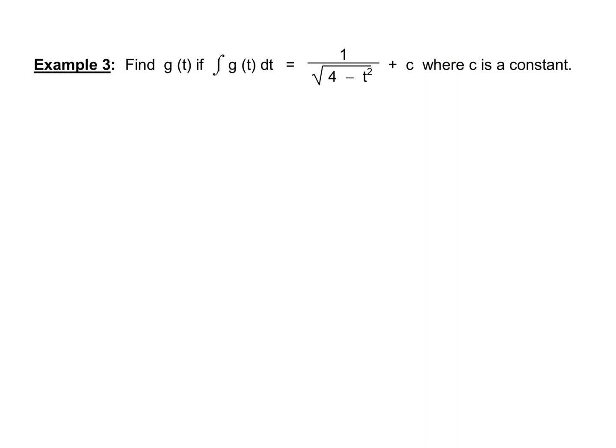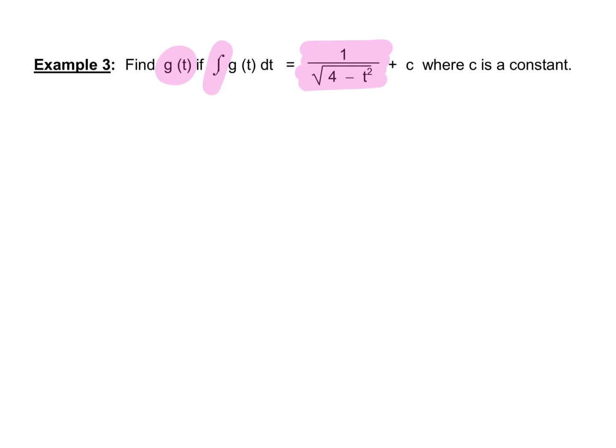Now let's continue with one more example, example 3. Previously, in example 2, we found the value of f(x) where you are given the value of f'(x). Now let's check what is the difference with this equation. Find g(t). Again, we want to find the function if the integration of g(t), noted here, you are given the integral sign, equals 1 over root of 4 minus t squared plus c, where c is the constant.